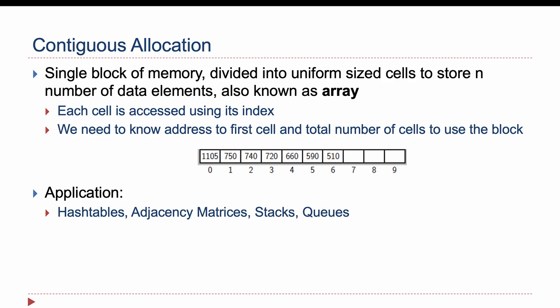Now let's talk about where contiguous allocation is commonly used. It's used in data structures such as hash tables, adjacency matrices, stacks, and queues. Hash tables use contiguous allocation to store key value pairs, while adjacency matrices use it to represent graphs. Stacks and queues use contiguous allocation to store their elements, with the index indicating the position of the top of the stack or the front of the queue.